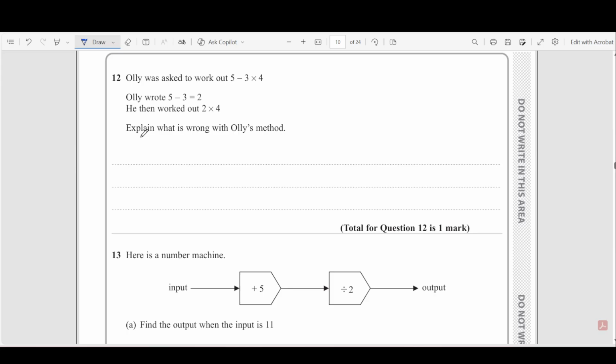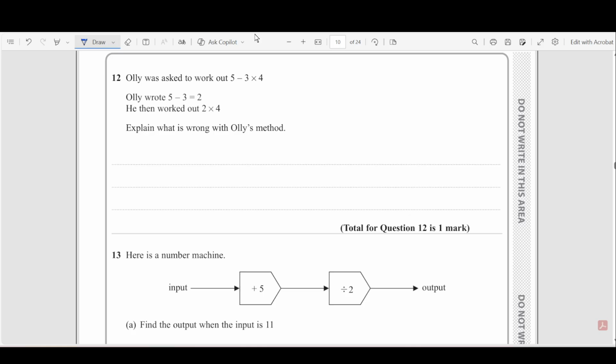Let's do question number 12, which says, Ollie was asked to work out 5 minus 3 times 4. Ollie wrote 5 minus 3 as 2, and then she did 2 times 4. Explain why she is wrong.